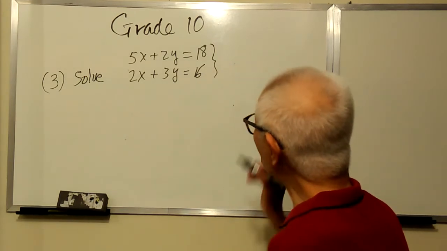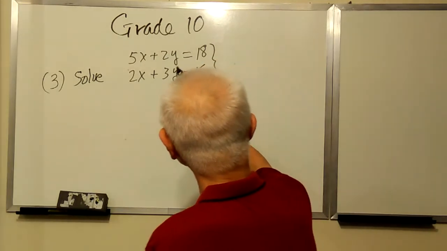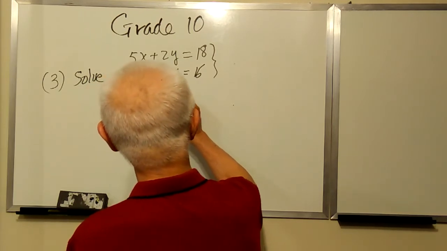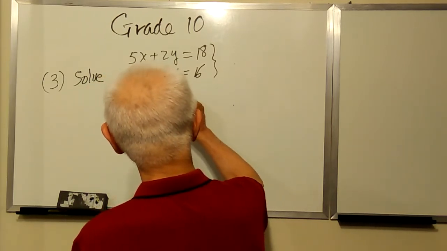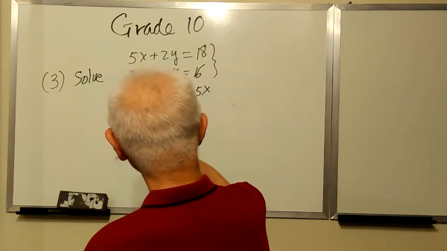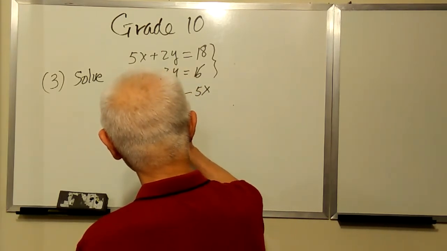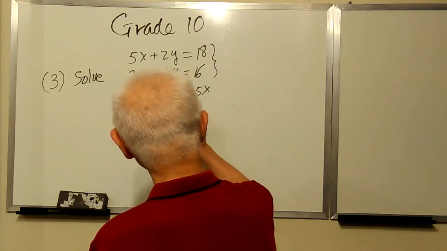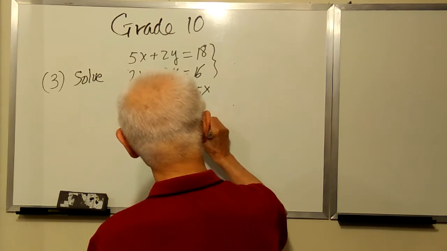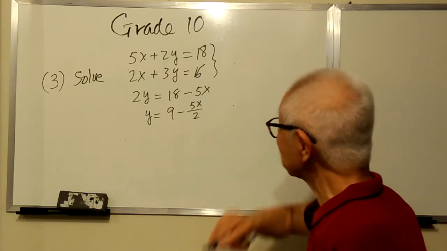Same method. I want my y on the left side only. But first step, I have 2y. So let me put 2y on the left-hand side and move the 5x to the right-hand side. Divide this whole equation by 2. So I have 18 divided by 2 is 9. 5x divided by 2 is 5x over 2. So that's my first equation with y on the left-hand side.